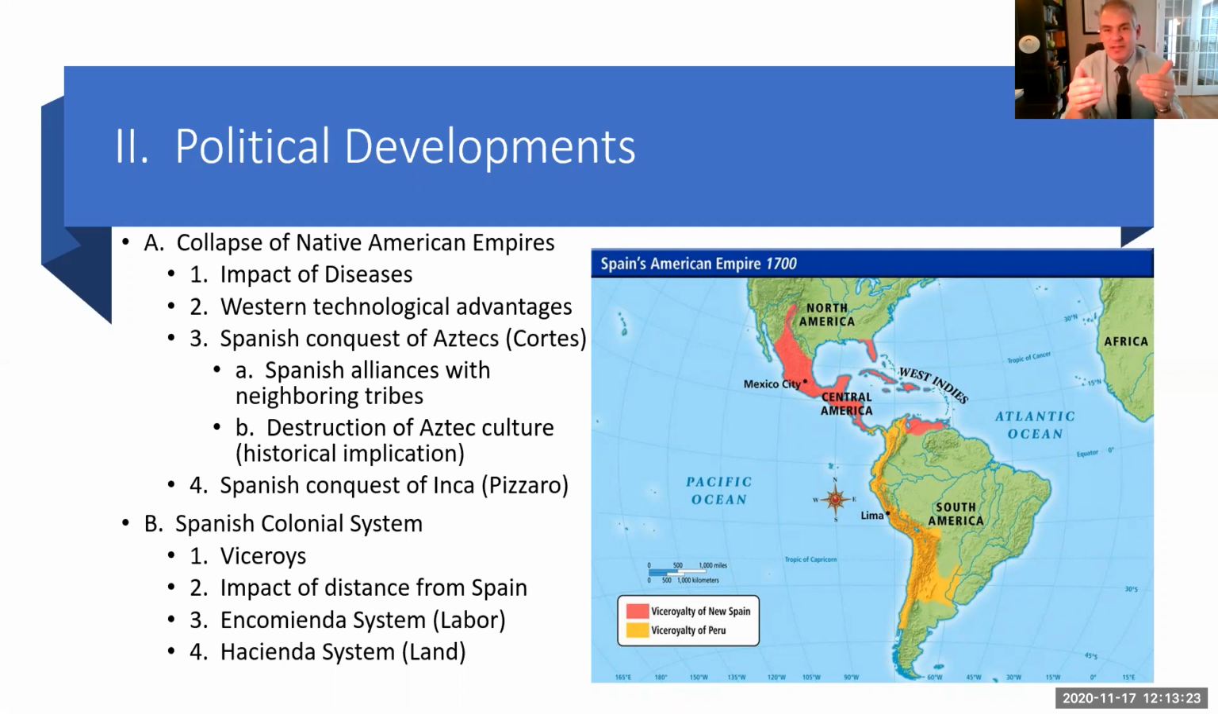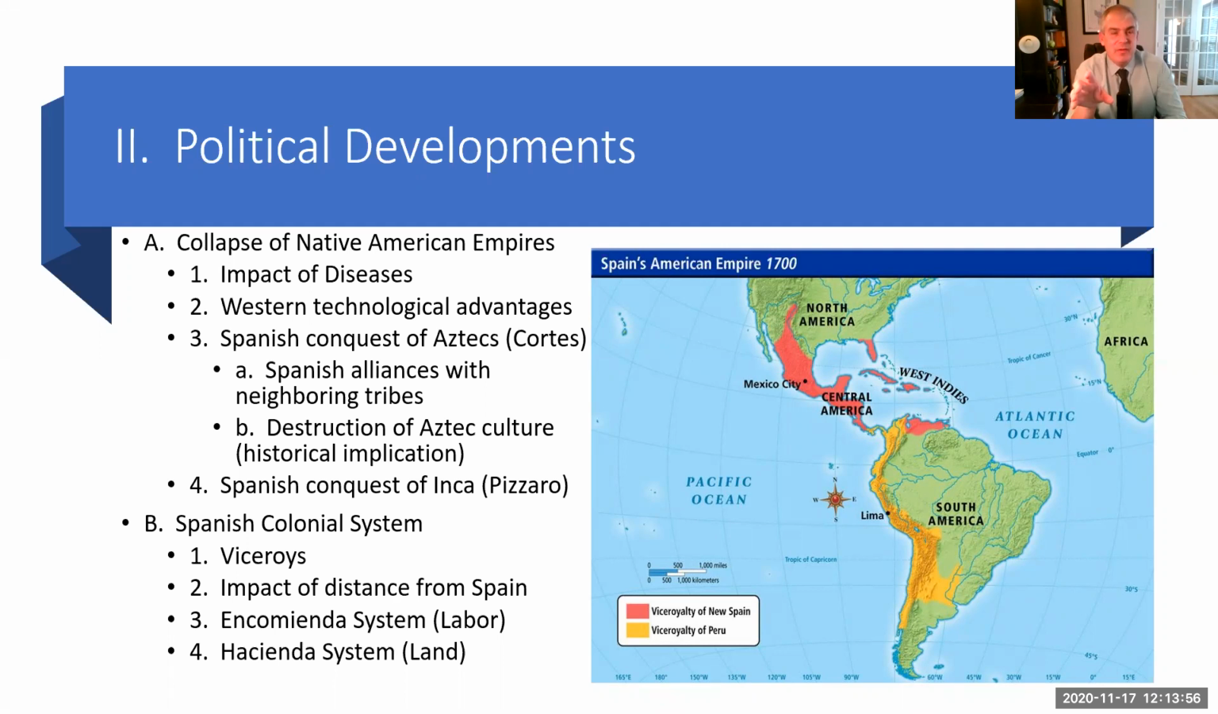Now, we kind of split this up into two conquests: the Spanish conquest of the Aztecs, led by a conquistador called Cortez. And the biggest advantage that Cortez enjoyed was alliances with neighboring tribes. So if you remember, the Aztecs created a tributary system that forced neighboring tribes to send money the Aztecs' way, and human beings for human sacrifice. That created a great deal of resentment towards the Aztecs.